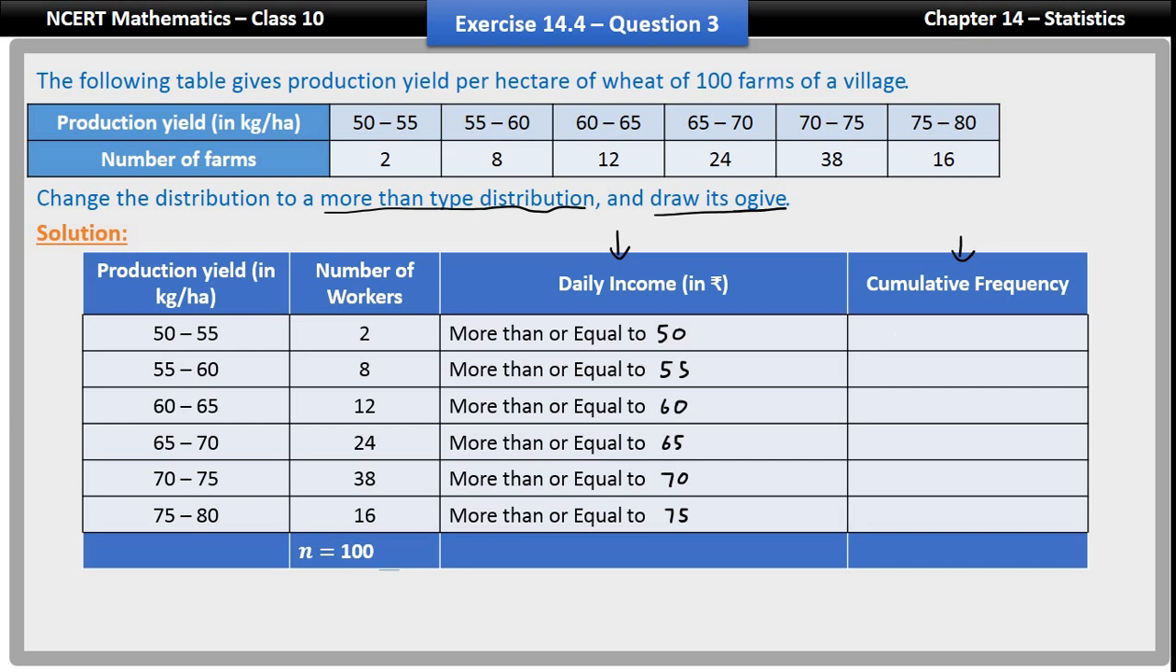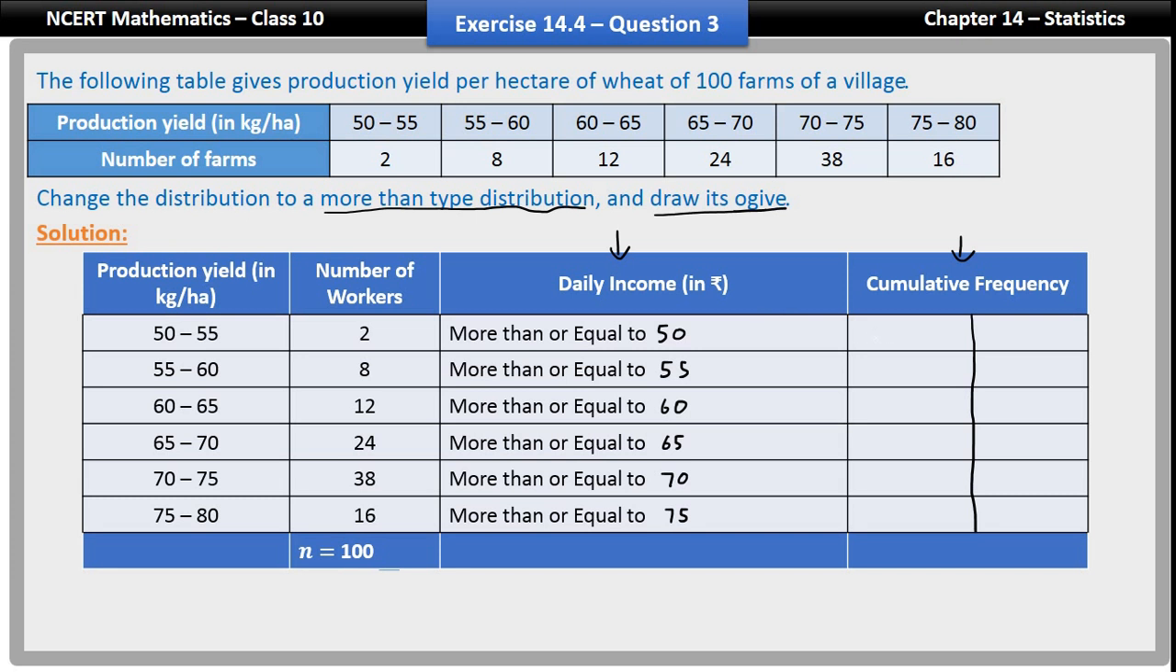Now, finding cumulative frequency is slightly different than in less than type. There are two ways of finding cumulative frequency. One, by coming from the top, or second, coming from the bottom. If you come from the top, you need to do subtraction. If you come from the bottom, you can do addition. I will show you both the methods. You can choose whichever method you want. Both are correct actually.